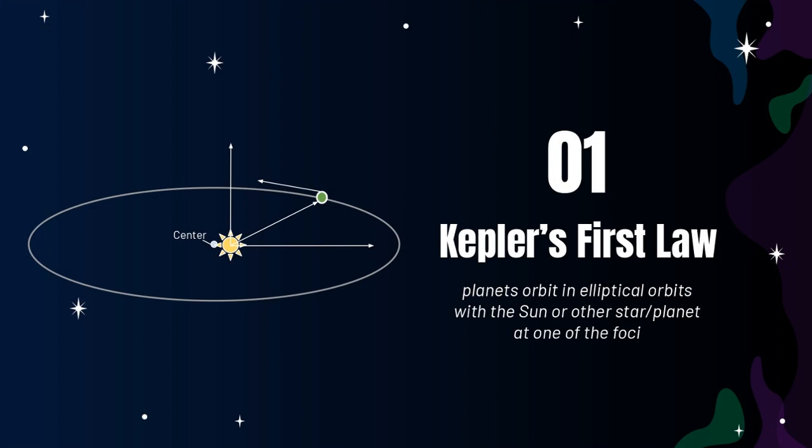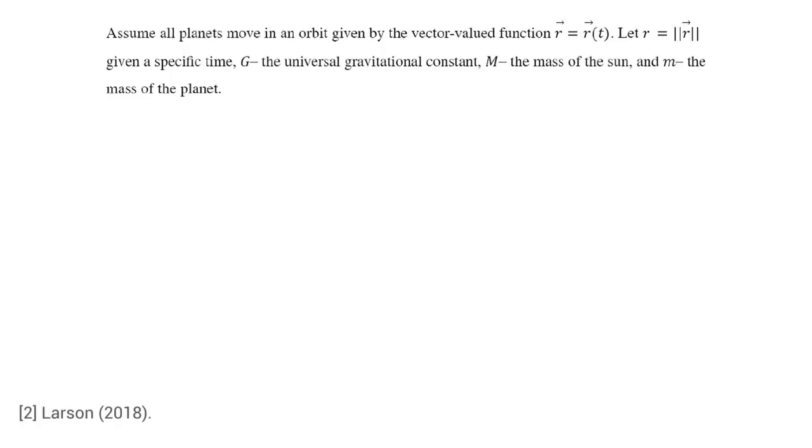While not his first discovery, the basis of the many other laws is the first law, that the orbits of planets are elliptical. While Kepler determined this from observations, this can be proven using modern calculus. First, let us assume that all planets move in an orbit given by the vector-valued function r vector. Let r equal the magnitude of r vector at a given time, G equals the universal gravitational constant, big M equals the mass of the Sun, and little m the mass of the planet.